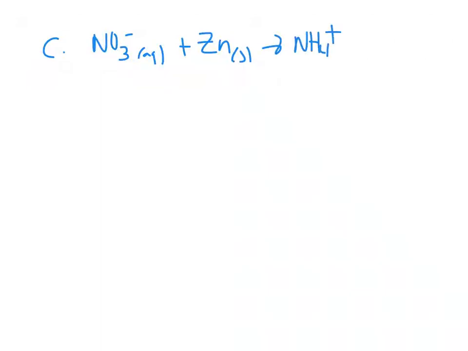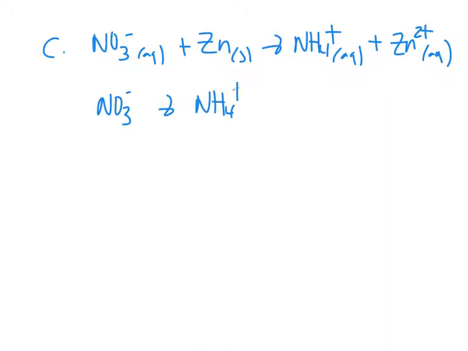Moving on to letter C, I have NO3 minus, zinc solid, and it's becoming NH4 plus and zinc ion. So NO3 minus becoming NH4 plus means I need 3 water on this side for starters.